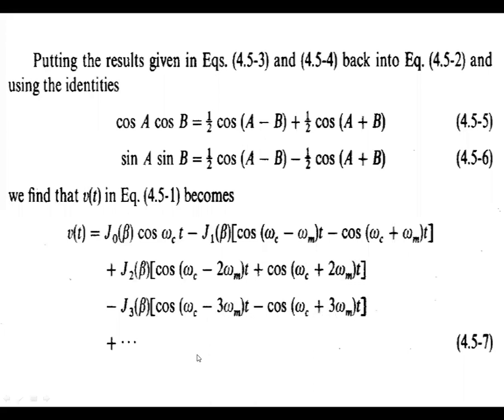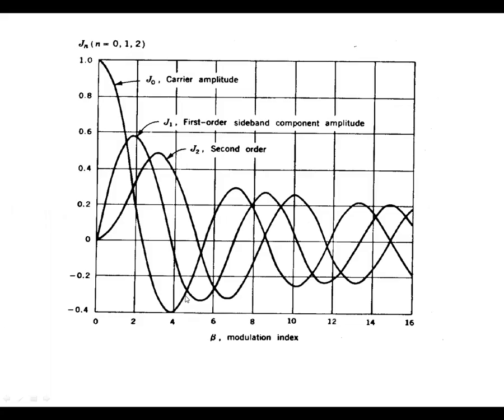Wherever the side bands are present, that is, the modulated signal frequency added to and subtracted from omega c, omega c plus omega m, or omega c plus 2 omega m, omega c plus 3 omega m, likewise. So this is an important equation, the seventh one. See that. In that J naught term, what is the J naught term? The J term is nothing but the Bessel's function.